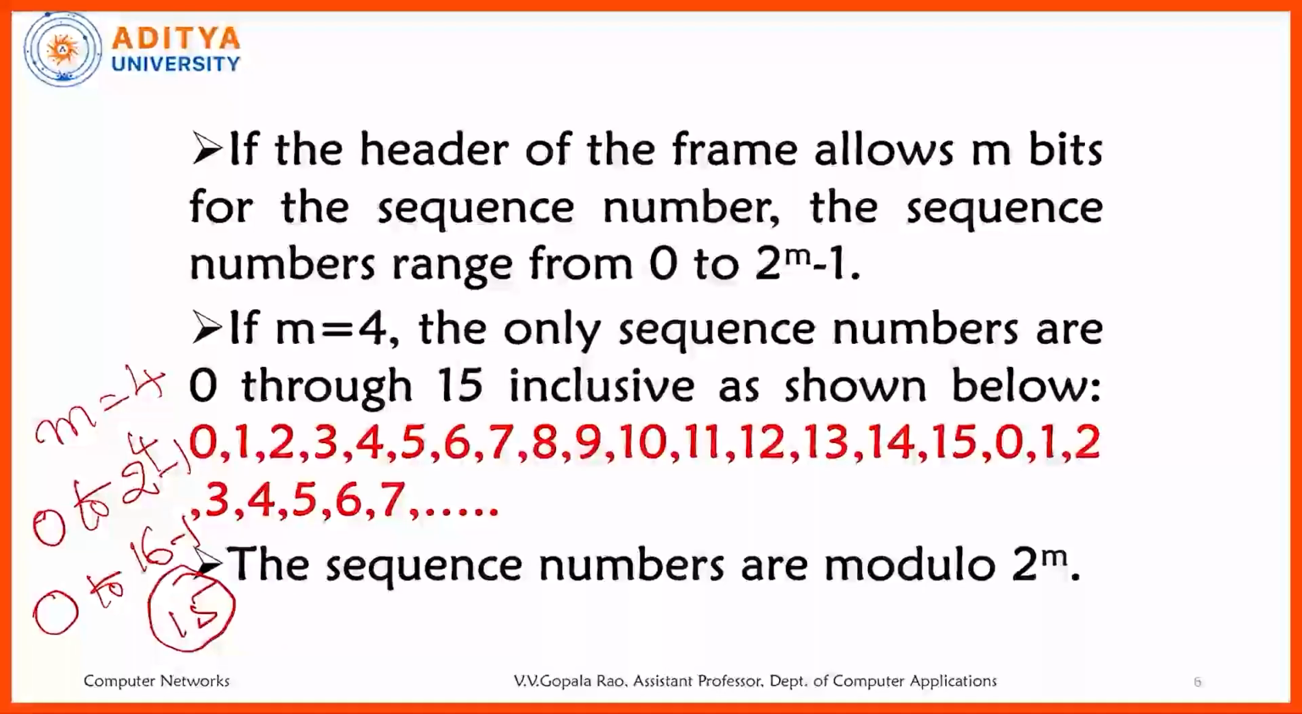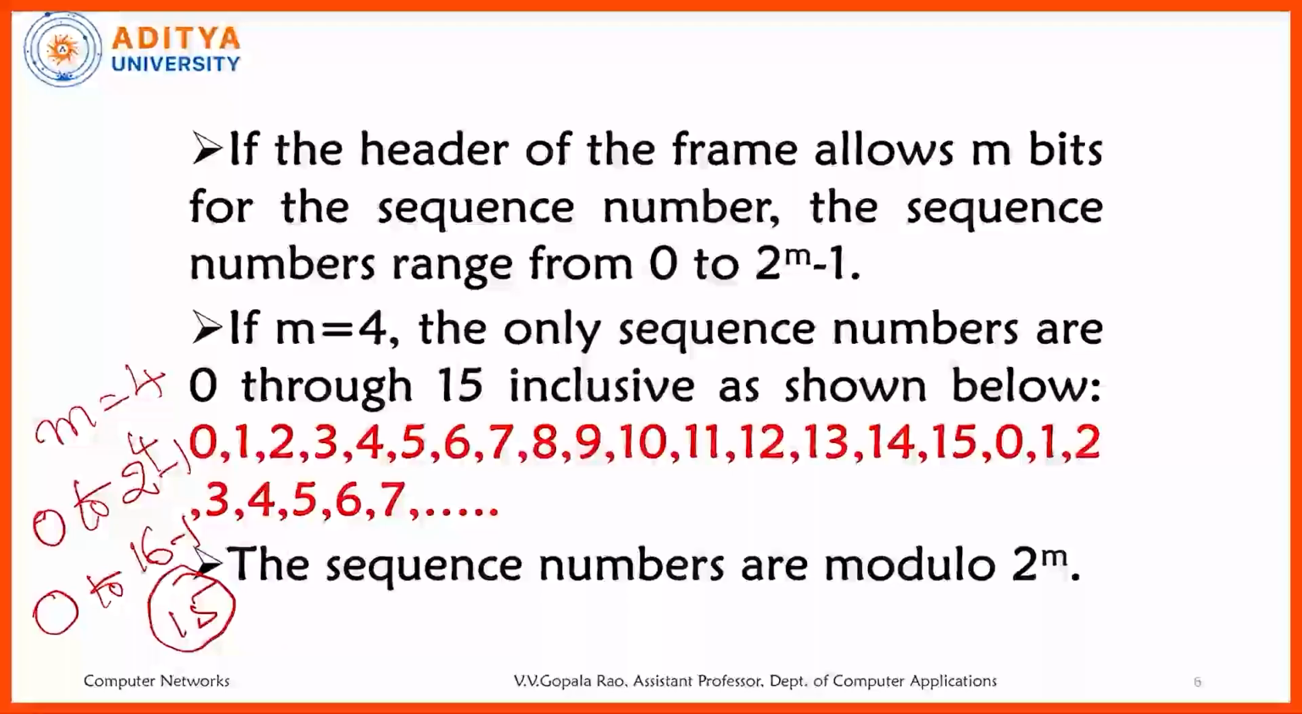The sequence numbers basically follow the arithmetic called modulo 2 to the power of m. You divide the actual frame number, suppose you have 20 frames, by 2 to the power of m, and whatever remainder you get can be assigned to the actual frame. I hope that the role of m, and how the sequence numbers are based on it, is clear.